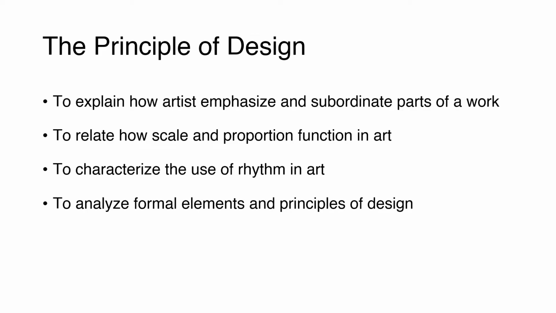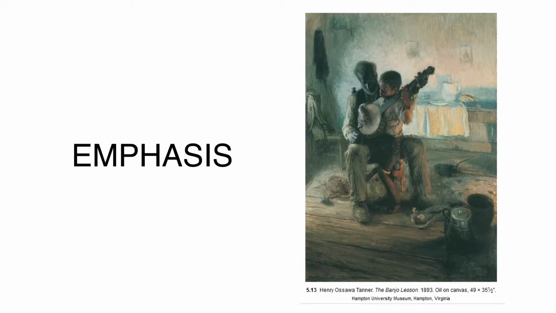So last week we talked about two principles of design, which were unity and balance, and how they are used to create visual composition. This week, we will take a look at these four points and finish up the chapter. So we're going to look at how to explain how artists emphasize parts of the work, how artists relate scale and proportion, and characterize the use of rhythm, and to analyze formal elements and principles of design. So let's take a look at this guy right here, emphasis.